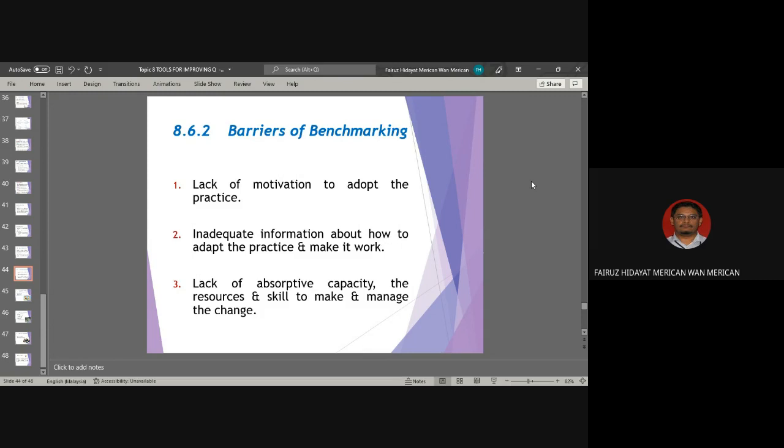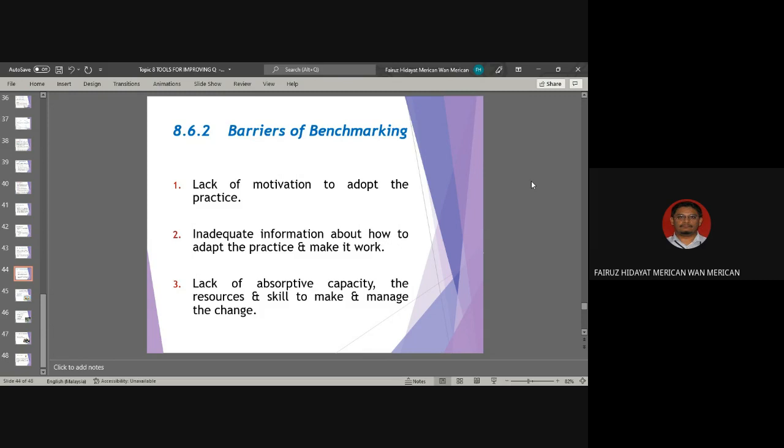Okay, so the lack of ability to absorb, meaning to adapt to the changes made based on the benchmarking. So mungkin dilaksanakan amalan terbaik, tapi pekerja mungkin lambat nak terima amalan yang baru, right? And you might lack the resources. Okay? So the other companies, they might have more resources. That's why they can implement all those best practices that makes them quality companies.